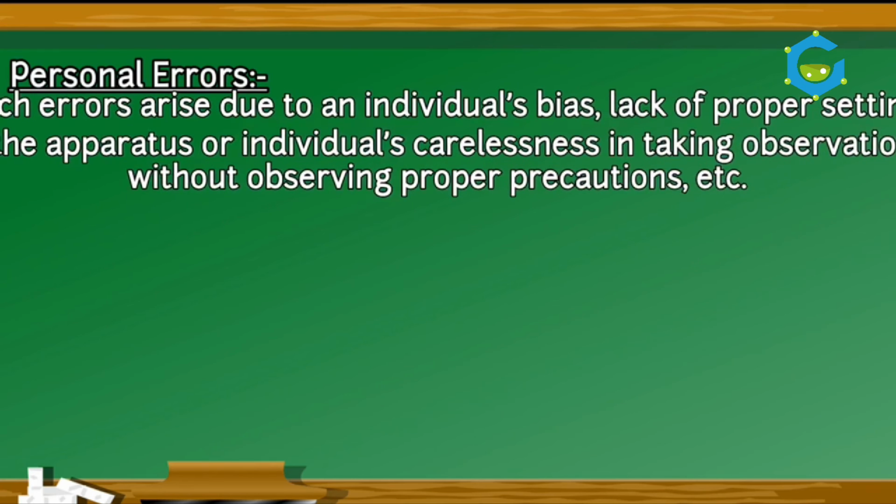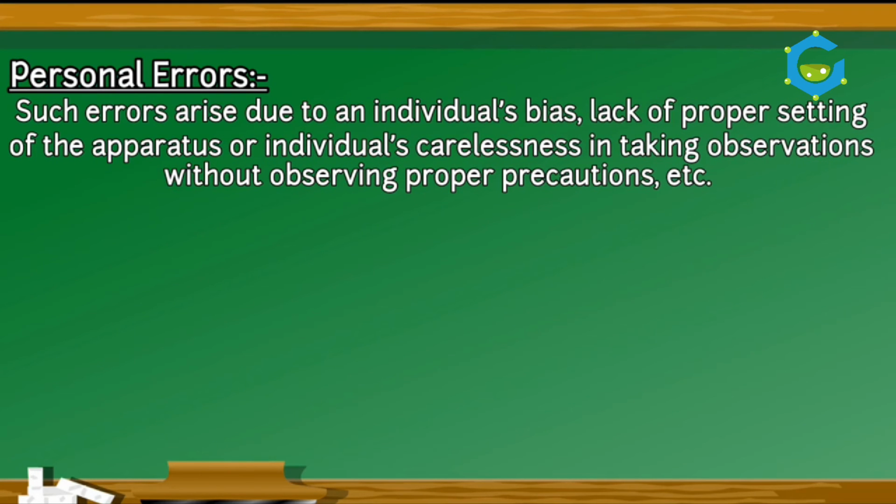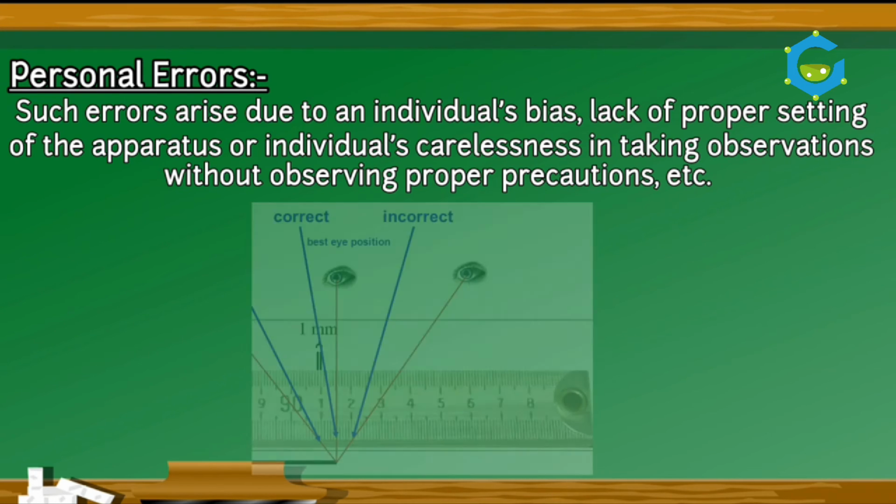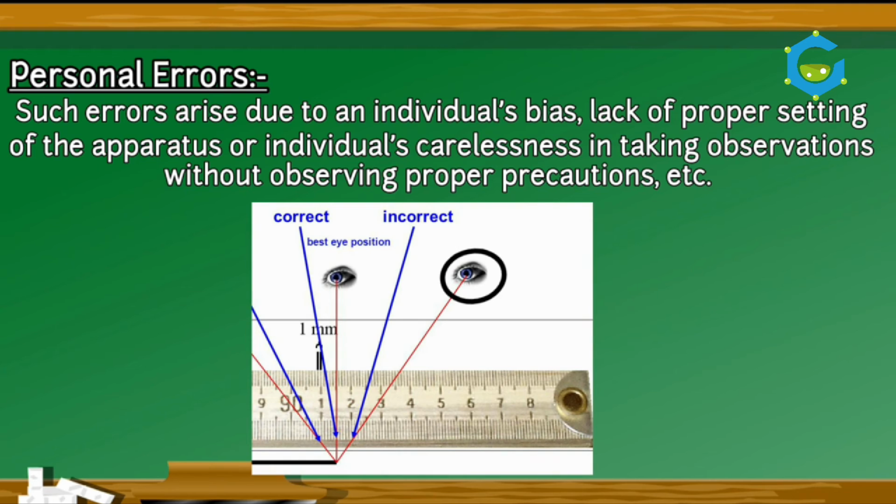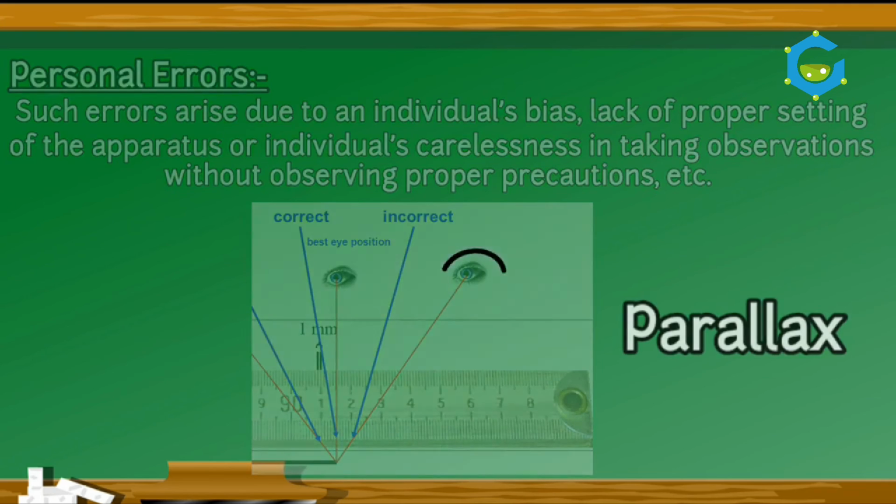Personal errors. Such errors arise due to an individual's bias, lack of proper setting of the apparatus, or individual's carelessness in taking observations without observing proper precautions, etc. For example, if you, by habit, always hold your head a bit too far to the right while reading the position of a needle on the scale, you will introduce an error due to parallax.